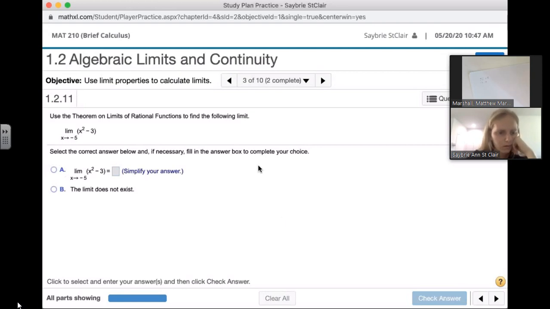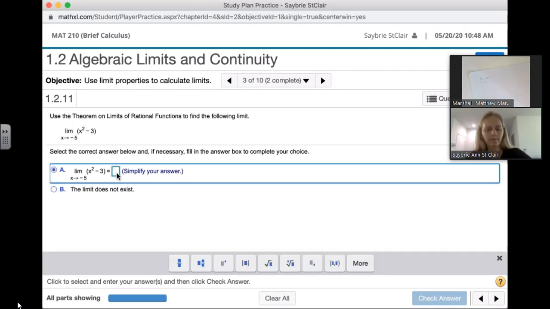And then same for this, plugging in -5 for x. -5 squared is 25 positive. And then 25 minus 3 gives you 22. So just plug it in once.